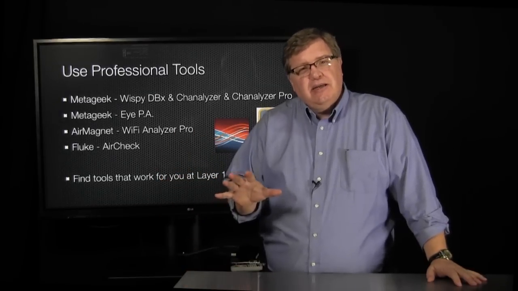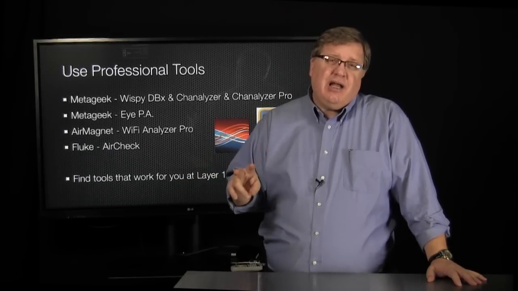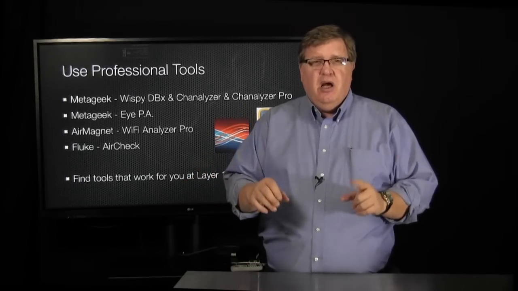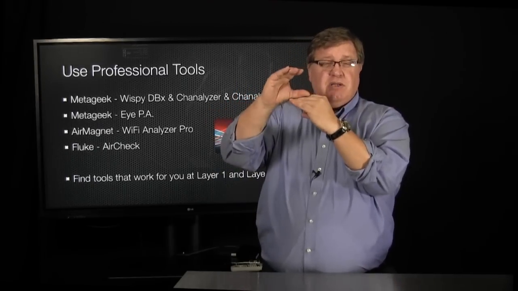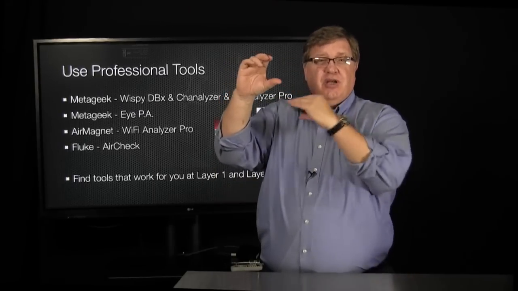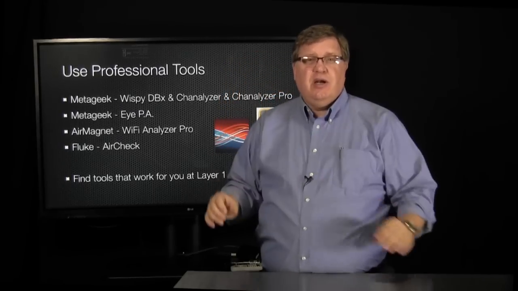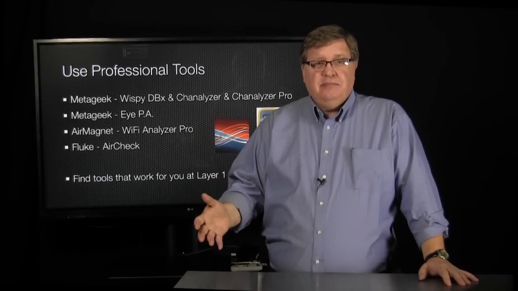So what we used during this test was a couple of tools from MetaGeek. We had two copies of Channelizer, actually two DBX Pros. One was on 5 gig, one was on 2.4. In order to get them to both show up on the screen at the same time, we had one copy of Channelizer and one copy of Channelizer Pro. Each instance was running a different frequency. We also used IPA.